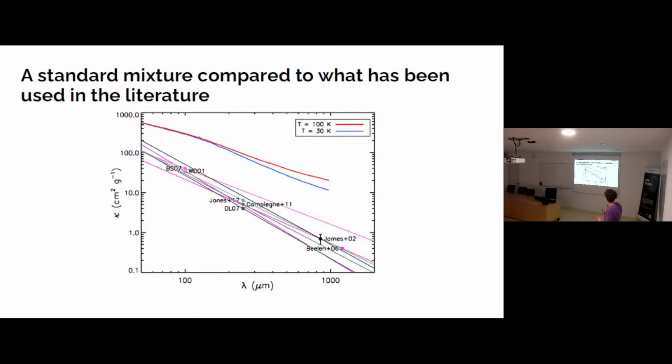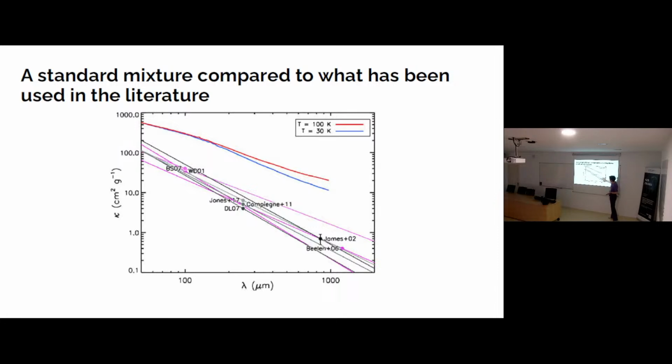So this is the standard mixture that we made. We made a mixture of roughly 70% silicate and 30% carbon. This is what people seem to be using, looking at these distant galaxies. And we looked at 2 different temperatures, 100 and 30 Kelvin. So this is all based on these literature values, these laboratory values of opacities.